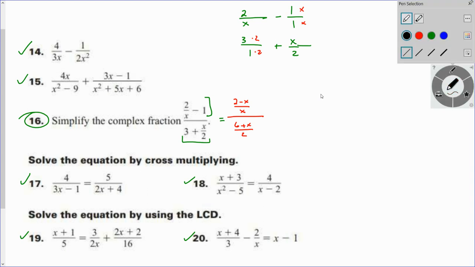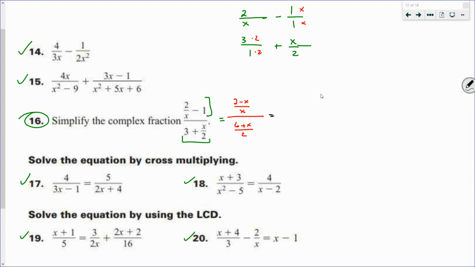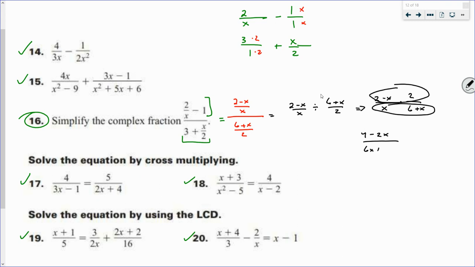Now from there, it's pretty straightforward in that it's a division problem. So take the top, if you need to see it like this, and just divide it by the bottom, right? Which then means we can multiply by the reciprocal of the second one. Then when we multiply straight across, there's nothing to cancel. So we have (4 minus 2x) over (6x plus x squared). And from there, I don't think there's anything to cancel.